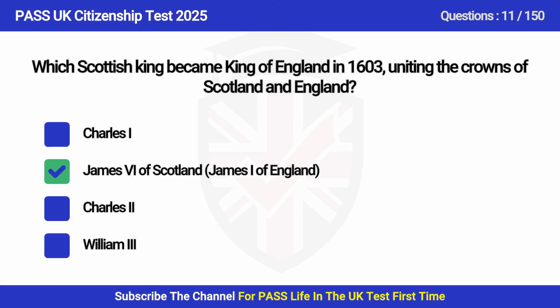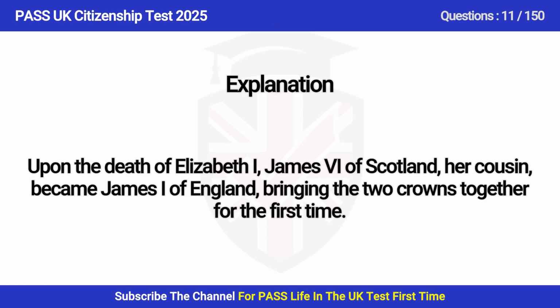Answer is B. James of Scotland, James I of England. Upon the death of Elizabeth I, James of Scotland, her cousin, became James I of England, bringing the two crowns together for the first time.